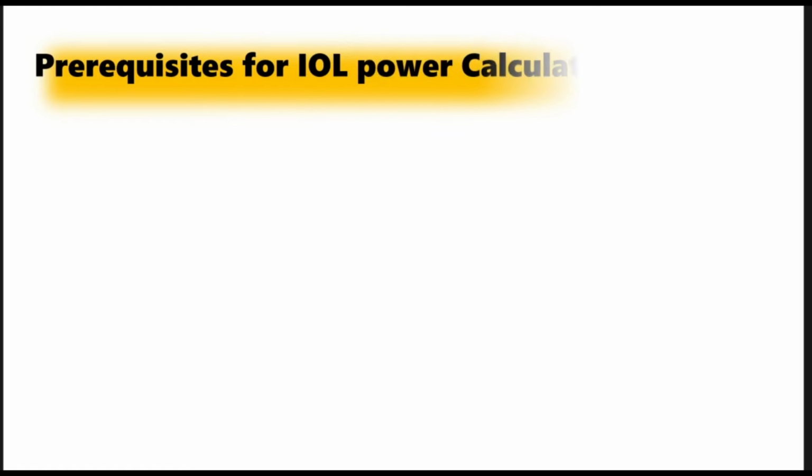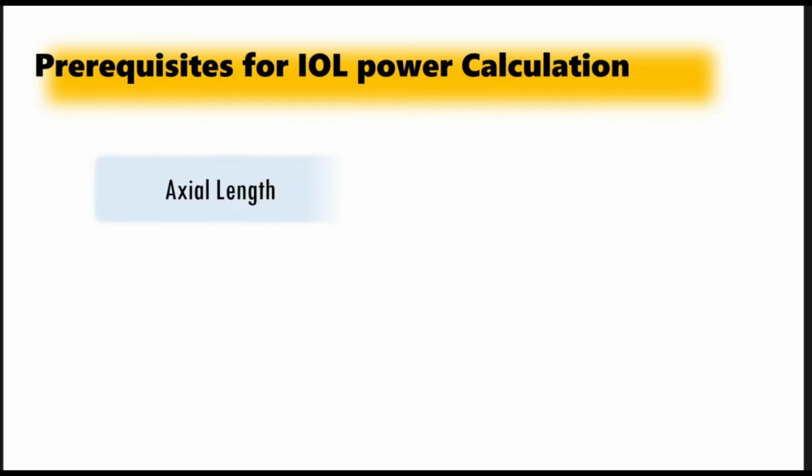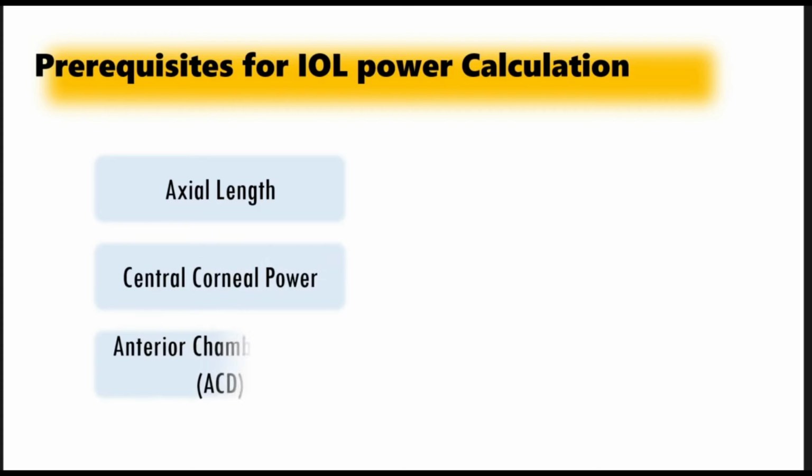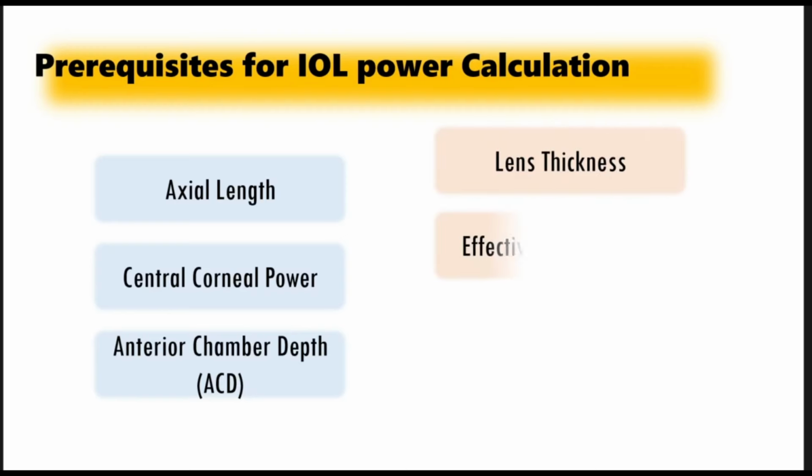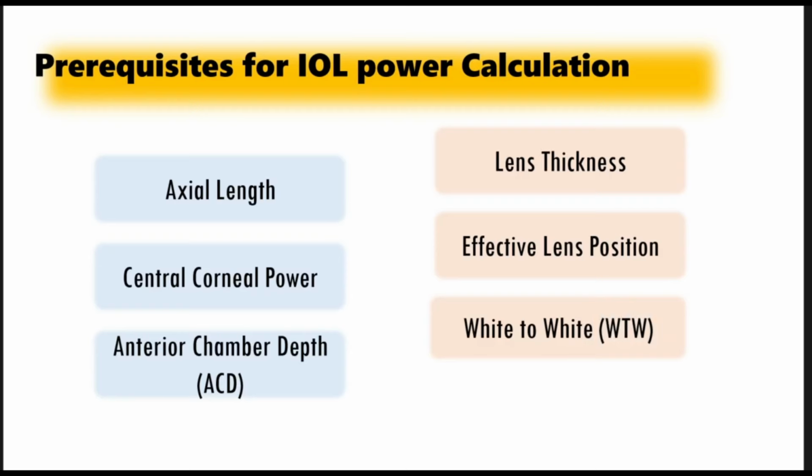Let us consider some of the prerequisites for IOL power calculation. In biometry, we measure the axial length, the central corneal power, and what is known as the anterior chamber depth. Apart from this, other things which are also measured are the lens thickness, the effective lens position, also known as the ELP, then the white-to-white width, and then corneal thickness, known as pachymetry.